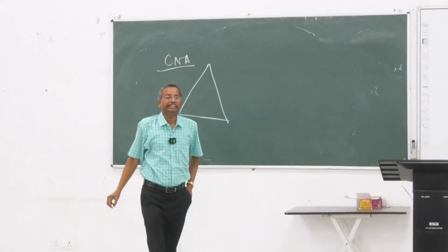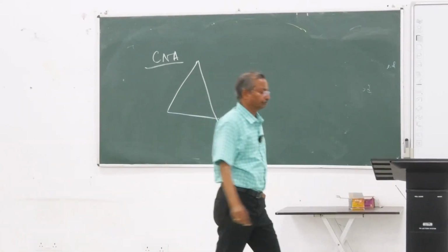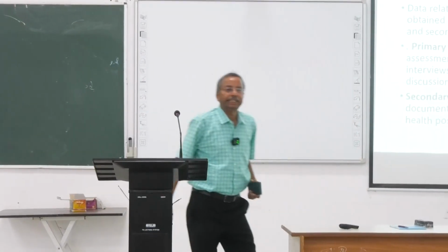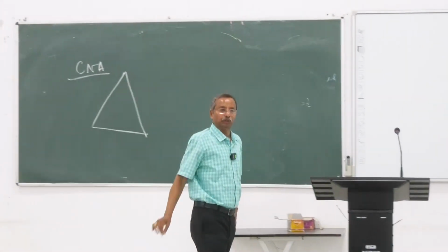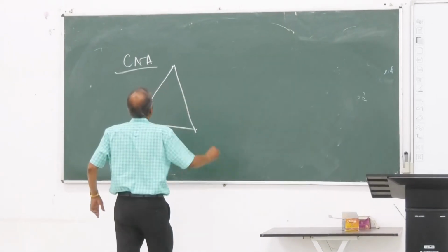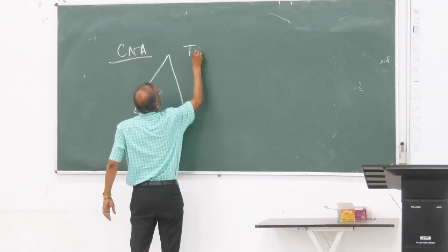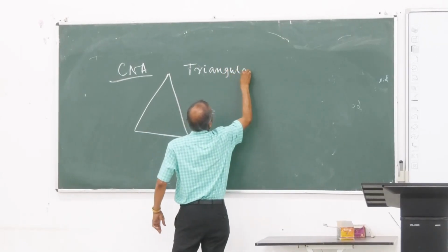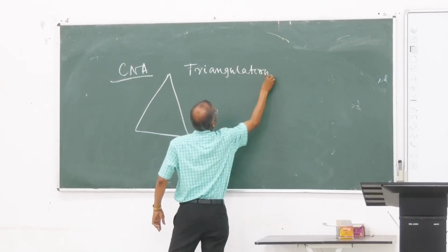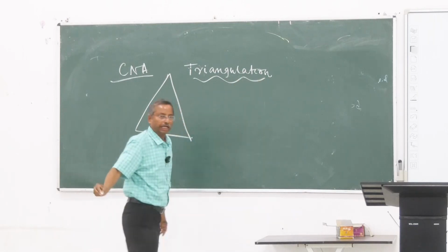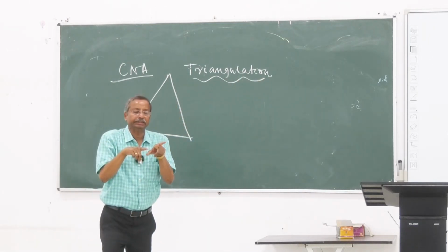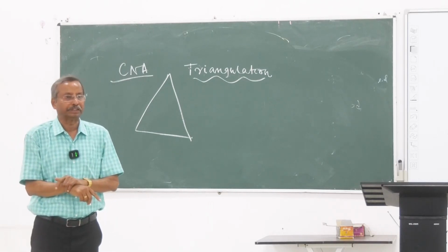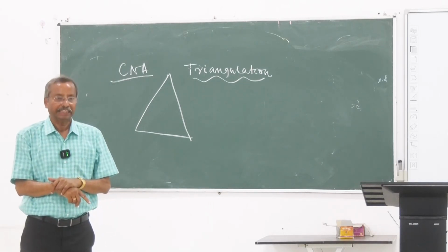CNA, community need assessment. We take the help of three methods, three techniques. We call it triangulation. This is called triangulation. You have to use three techniques from three sides to collect information. Then the information will be valid and correct.